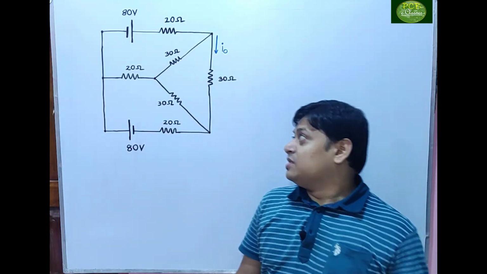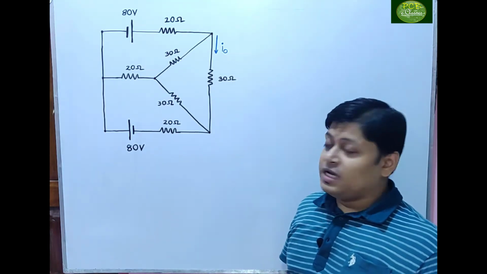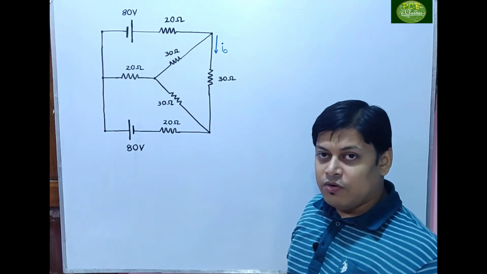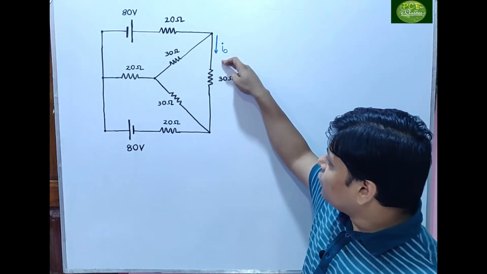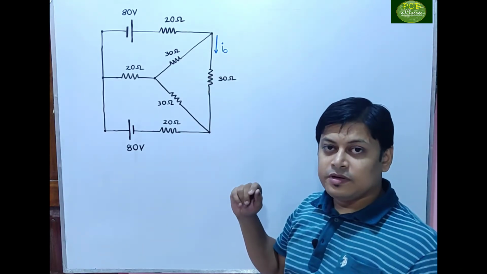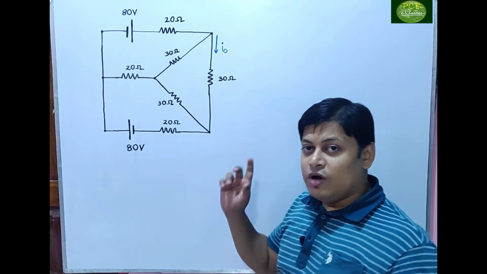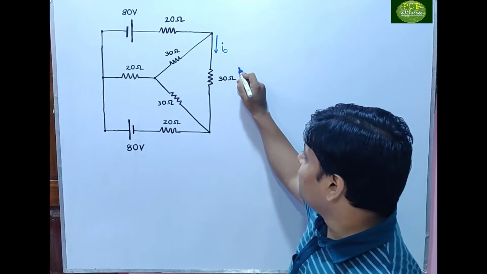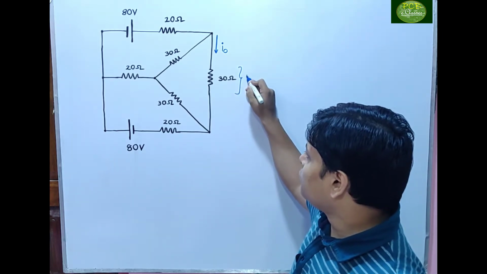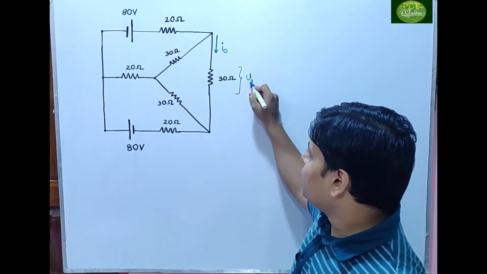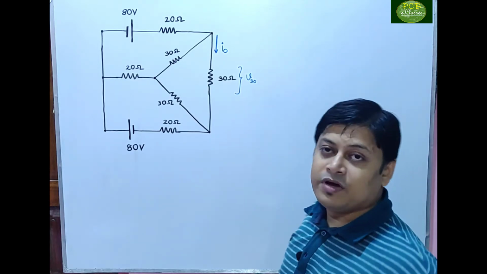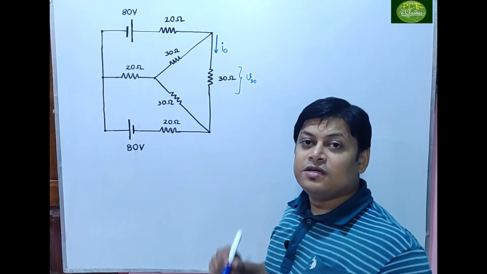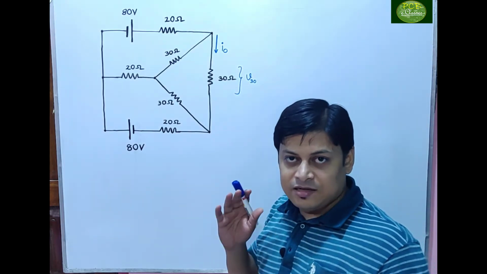Now, this is a type of problem which I have given here. This is a circuit, and you have to find out the current in this 30 ohm, that is I0, as well as the voltage drop across this 30 ohm. Let us take it as V30 ohm. So I need the voltage as well as the current. Let's solve this with the help of mesh analysis.